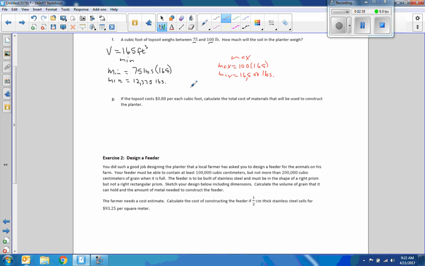So the soil in the planter is going to be between 12,375 pounds and 16,500 pounds. Okay, that's the end of that example. Now on to the sheet.